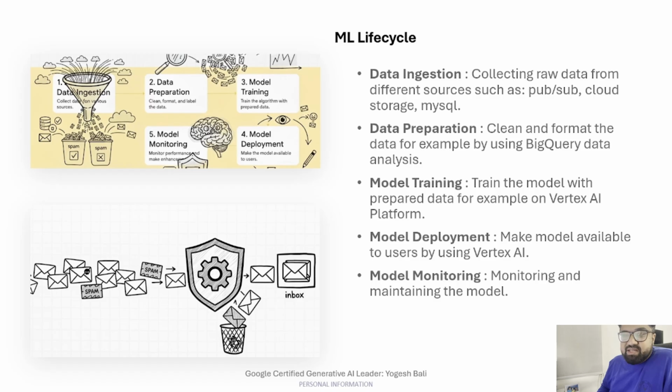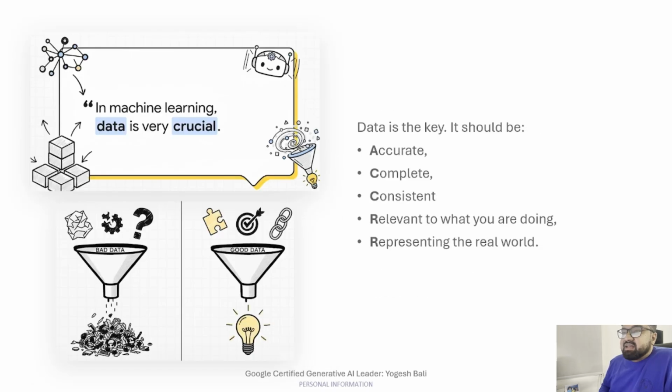So this is about the machine learning lifecycle. In machine learning, data is very crucial. Data must have these 5 characteristics for a successful machine learning outcome. First is accurate, second is complete, third is consistent, fourth is relevant to what you are doing, and fifth is representing the real world. With these characteristics, we say that data is good. Good data means better output. Junk data means junk output.